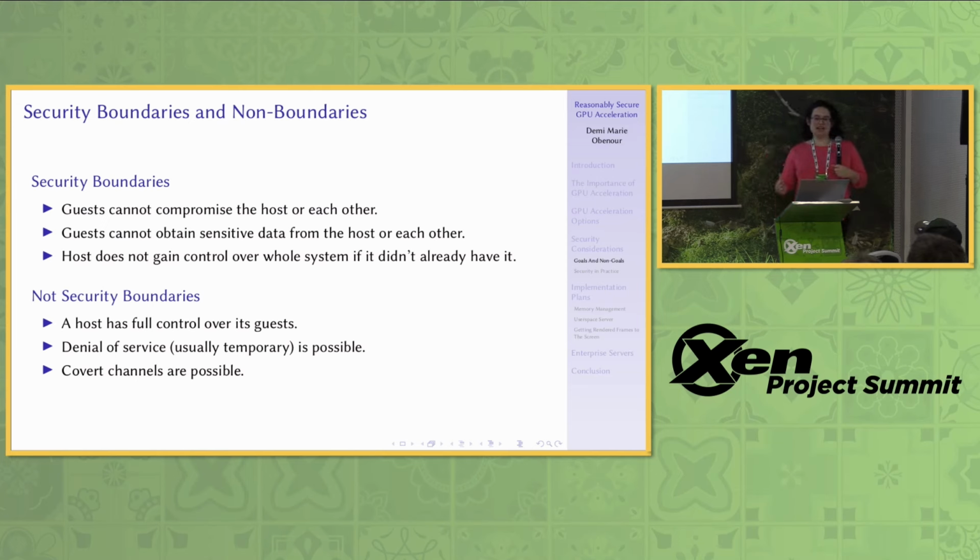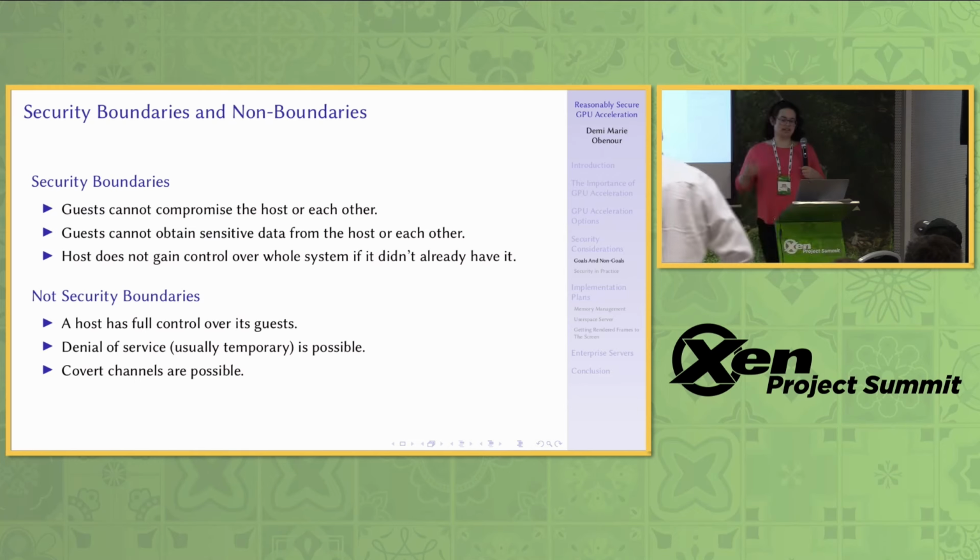The things that are allowed that aren't security boundaries are that a host has full control over its guests. Denial of service, which is usually, hopefully temporary, is possible. And covert channels are possible.